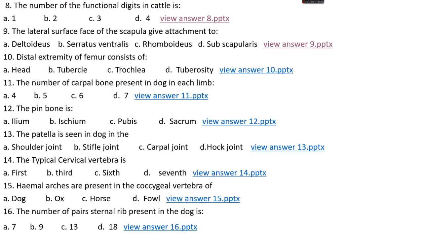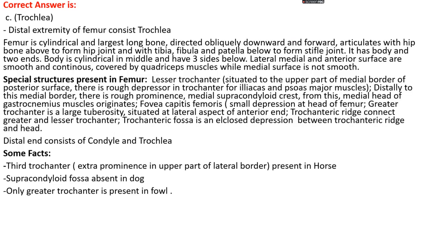Okay. Question number 10. The distal extremity of the femur consists of: option A, head; option B, tubercle; option C, trochlea; option D, tuberosity. The right answer is option C, that is trochlea.